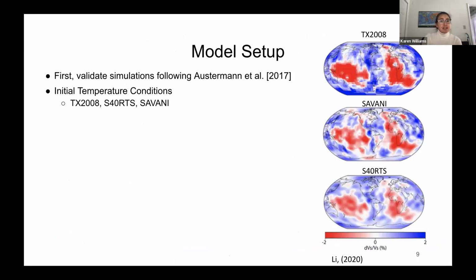Our simulations use the model setups following Osterman et al. 2017. So we test 3 initial temperature conditions: TX2008, S40RTS, and Savani. The density perturbations for the 3 temperature models are shown here on the right, which was taken from Lee 2020.